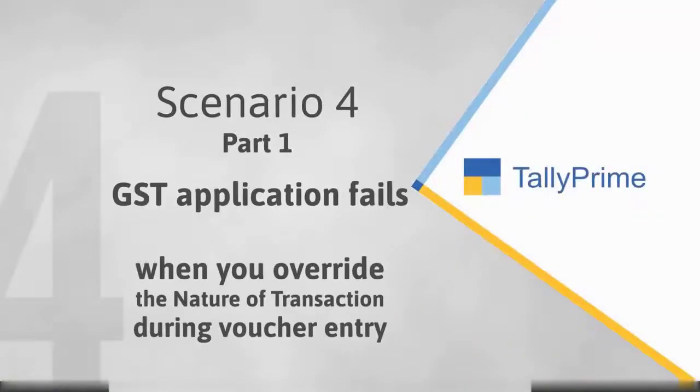Scenario 4. The next scenario in which GST calculation fails is when you override the nature during voucher entry. As you know, you can configure a specific nature of transaction for a sales ledger to use only in a particular type of sales, for example, sales taxable for local taxable sales and interstate sales taxable for taxable sales made to parties in other states. You can also opt not to configure any nature in order to use the same sales ledger in all types of sales transactions.